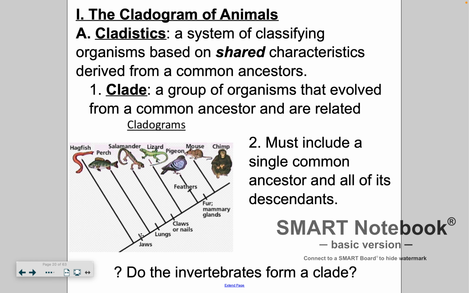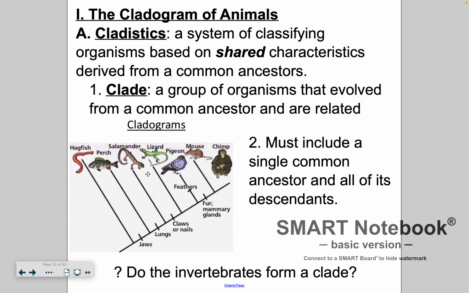But then we see the presence of jaws. And so that means from this point on, all these animals have jaws. Perch, salamander, lizard, pigeon, mouse, chimp. Now this order could go in any order, but we have more traits to whittle it down. So then lungs. That means fish would be first. So the presence of lungs, all these animals have lungs.